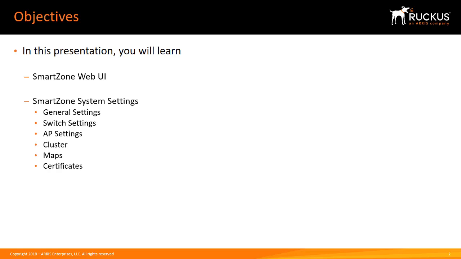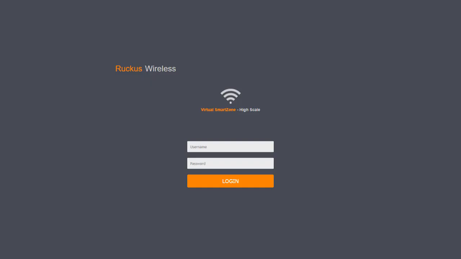Let's get started. Once you've deployed the virtual SmartZone network controller on your preferred virtual platform and have completed setup using the SmartZone setup wizard, you're ready to log in. So let's log in. I'm logging in to a virtual SmartZone high-scale controller. There will be some instances where things are different between the high-scale controller and the Essentials controller, and I'll highlight those as we go through the presentation.